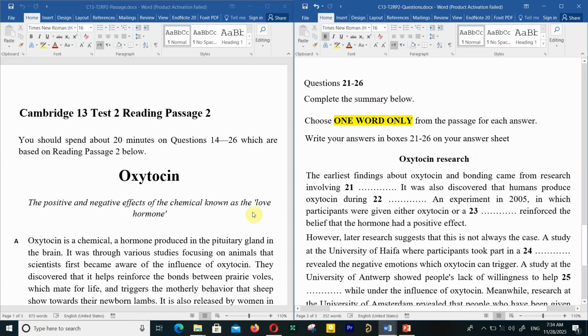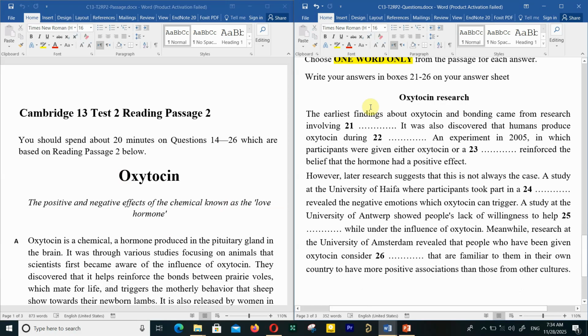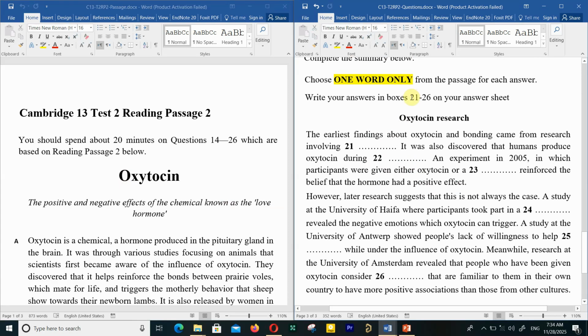Oxytocin research. All of the passage is about oxytocin, so this is not going to help me. But how can I find where to locate the answers for questions 21 to 26? One can almost say that this is the end of the passage, but this is not always the case. But be careful about what we can look for easily.